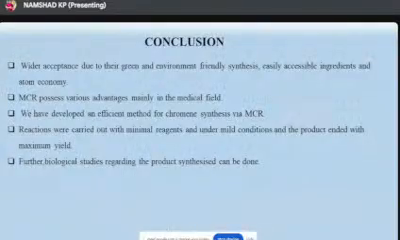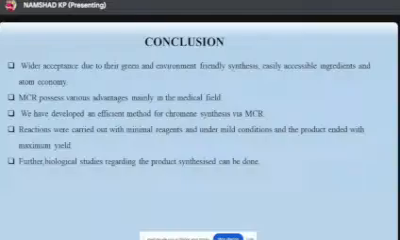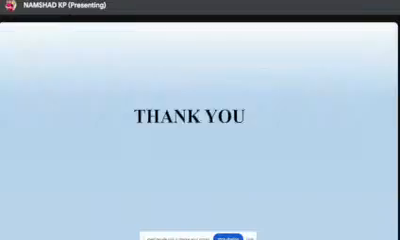Finally, in conclusion, a simple, efficient, and environment-friendly one-pot multi-component method for the synthesis of chromene derivatives has been successfully developed. The protocol offers high yield, mild reaction conditions, operational simplicity, and excellent atom economy. Due to these advantages, the method has potential in medicinal chemistry, and further biological evaluation of the synthesized chromenes can be explored in future studies. Thank you.